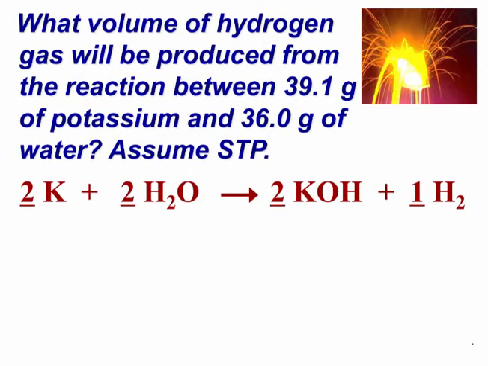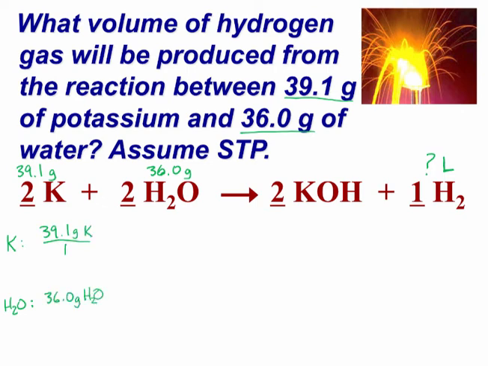Let's try one more. This problem says what volume of hydrogen gas will be produced from the reaction between 39.1 grams of potassium and 36.0 grams of water. Assume standard temperature and pressure. I'm going to write down all pertinent amounts next to my problem. We will perform two calculations based on the amount of potassium and the amount of water. In each calculation, we will find the liters of hydrogen.